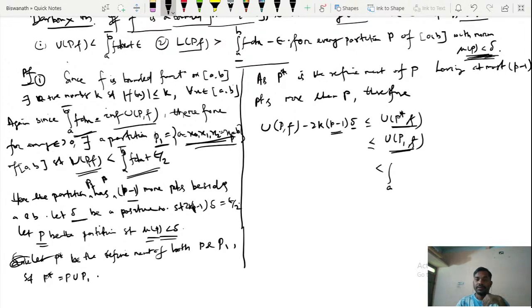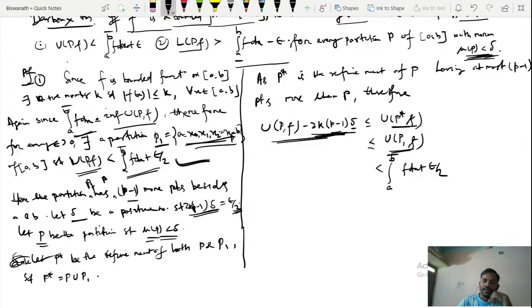You have your notebook, you can compare this thing already studied. So this is your upper Darboux sum U(P1, f). This thing is less than or equal to the upper Darboux integral of f dx plus epsilon by 2. So finally you can write all these things: U(P,f) minus 2k (P minus 1) delta, and this is your epsilon by 2.